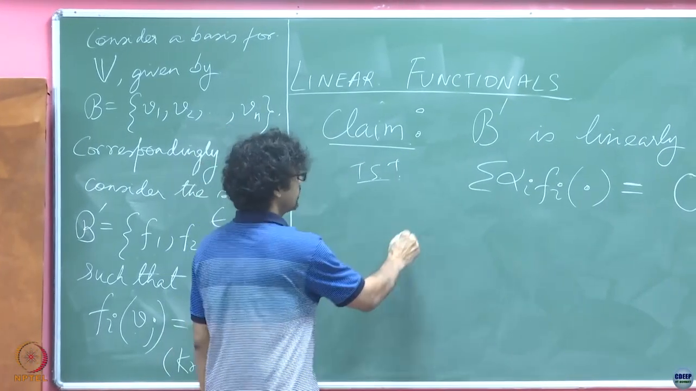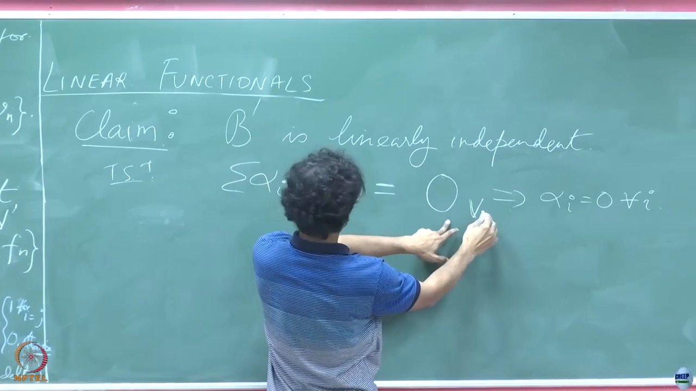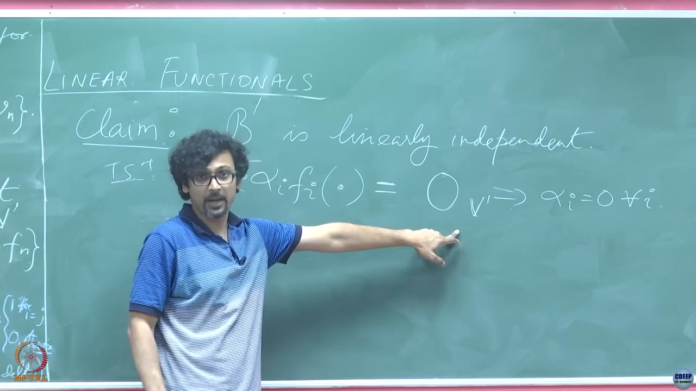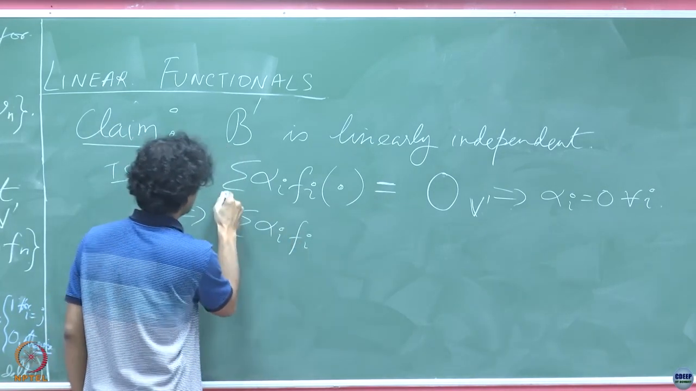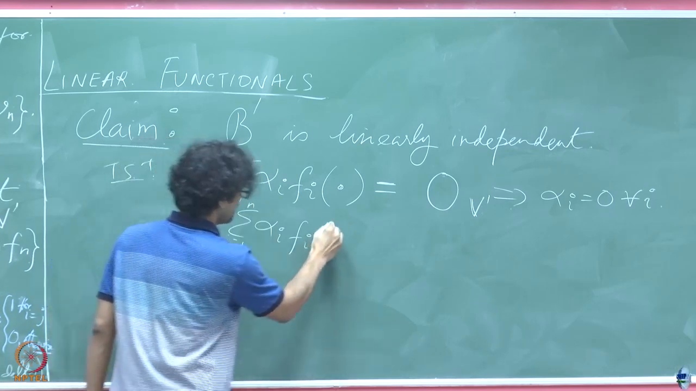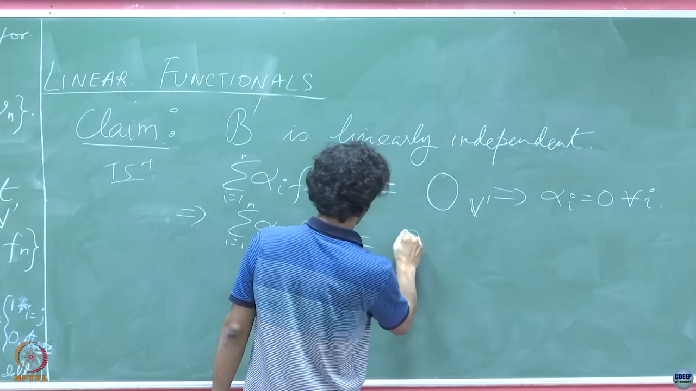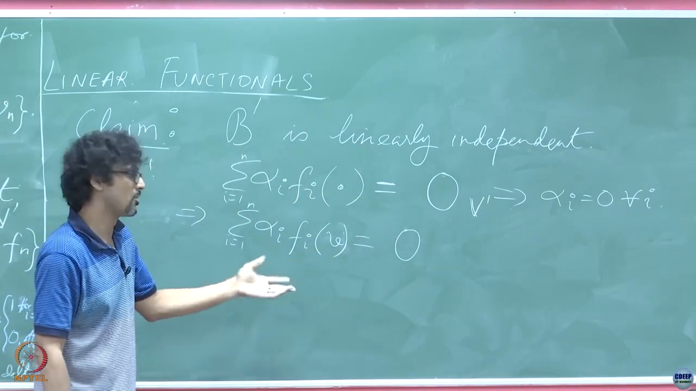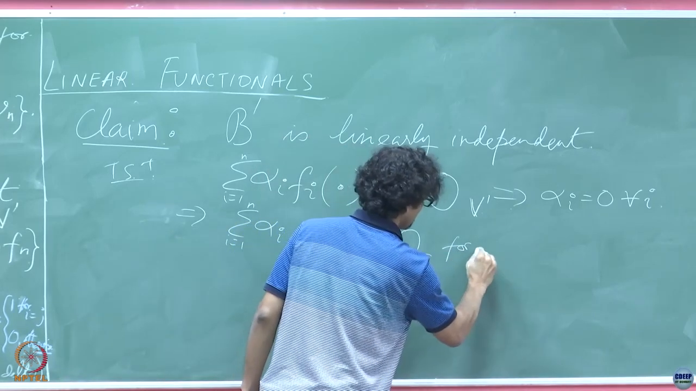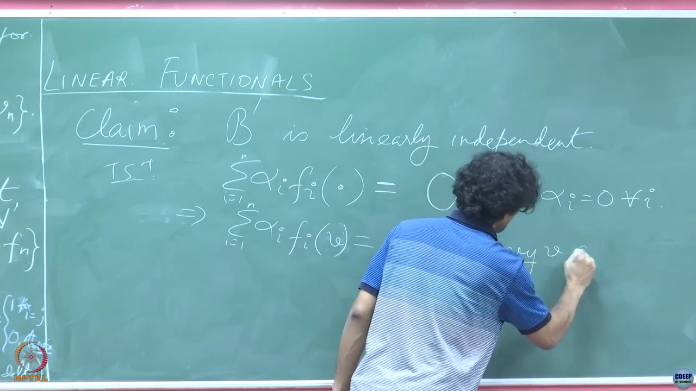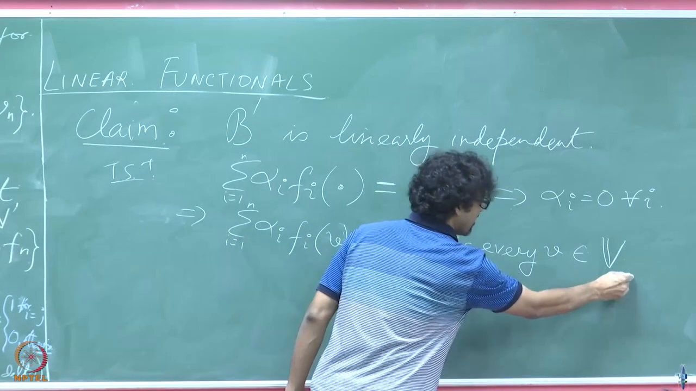So what are we saying here? We are saying that this is the 0 of the v prime. So the 0 of the v prime means that summation alpha I fi, with I going from 1 through n, applied to v is equal to 0. Where is this 0? It is the 0 of the field now, because I have passed on the argument. So this is not in the sense of the functional anymore. So this is the 0 of the field for every V belonging to vector space V. And that is the most important observation: it has to be true for every V.